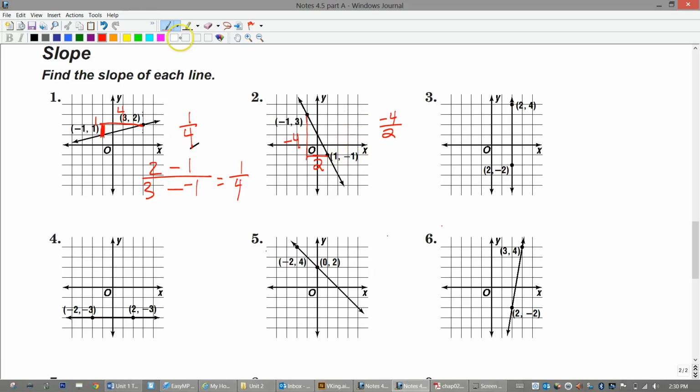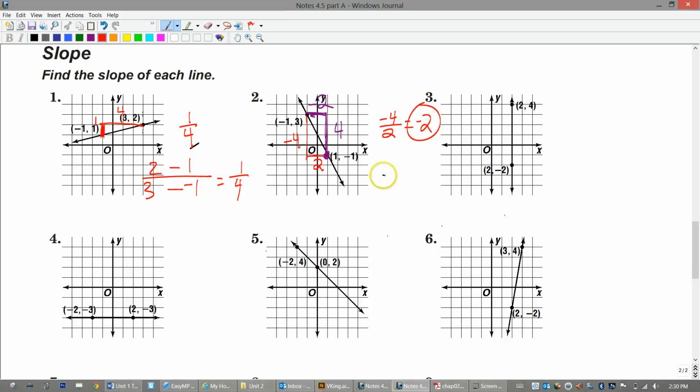Okay. You could count it a different way. You could count it up here. You go right 2 first, I guess. Down 4, negative 4. Or you could view it differently. Start at this point, you could go up 4, which is positive, left 2, which is negative, and you still get 4 over negative 2, which is the same thing, namely negative 2 as your slope.